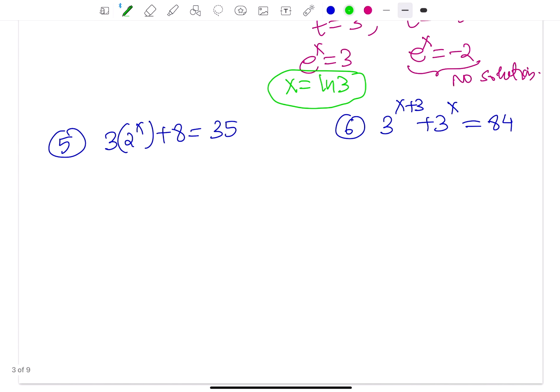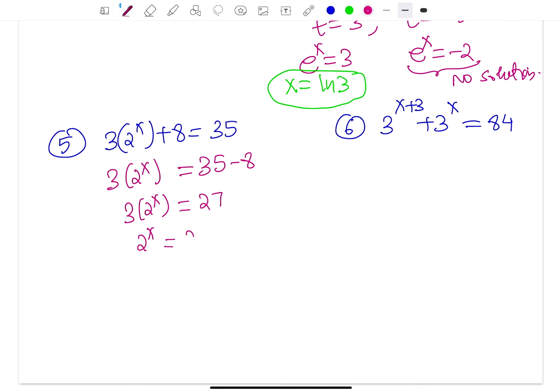Number 5. First step is to isolate the exponential term, the term that is exponentiated. So we want to get that term by itself. We're going to go ahead and subtract 35 minus 8. That would be 27. 3 times 2 to the power x equals 27. Go ahead and divide both sides by 3 so that we have our exponential term all by itself. So we are left with the equation 2 to the power x equals 9.